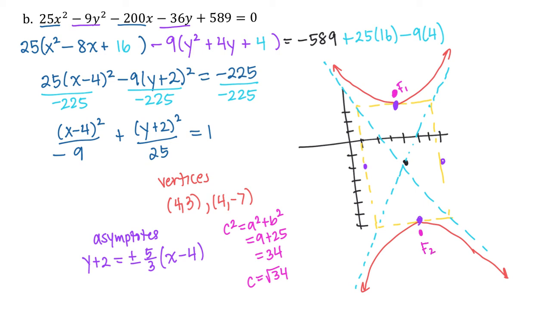Okay, now let me write the coordinates for my foci. I'll put them over here. My center was (4, -2), and then I went up the square root of 34 to get F1. And then for the other one, I started at (4, -2), and I went down the square root of 34 to reach my second focus, although it doesn't matter which one's first or second.